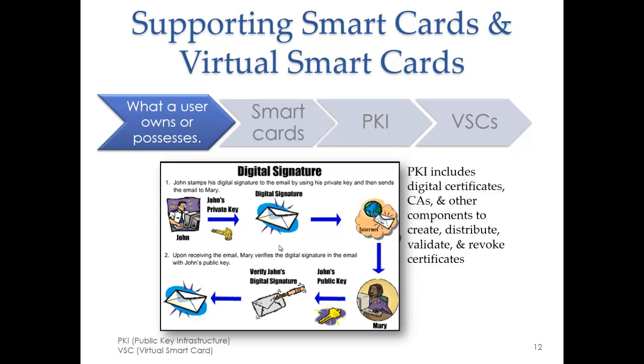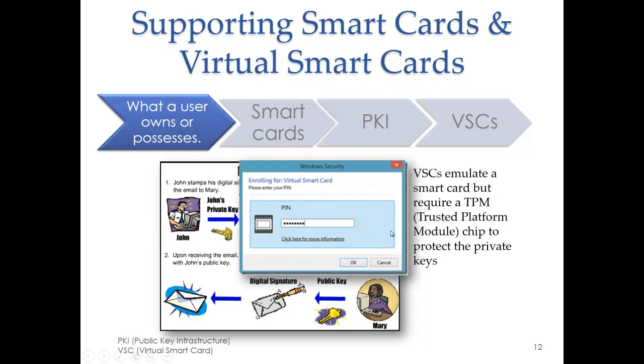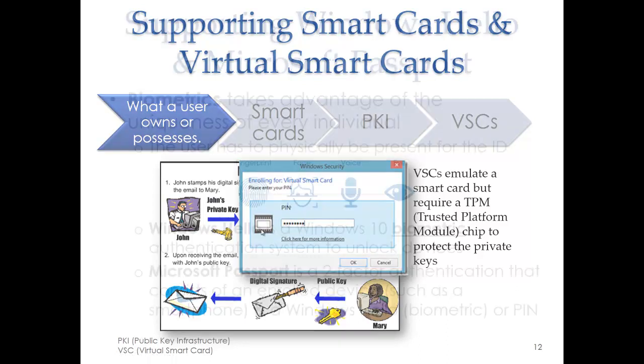certificates or CAs or components to create, distribute, validate, revoke, all those are good sources. And then VSCs emulate a smart card but require a TPM chip, and you'll find a TPM chip inside your computer. So if you want VSCs to work, which stands for Virtual Smart Card, you're also going to need a chip to be able to read that.